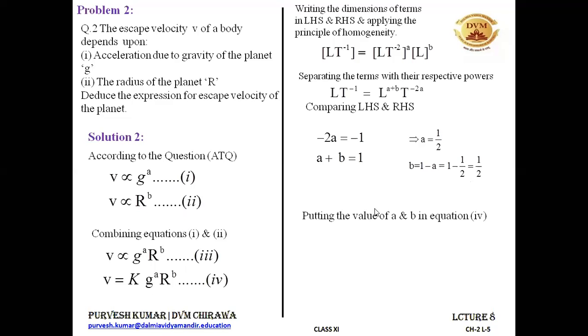Putting the values of a and b in equation number 4, you can write V is equal to K g to the power half, R to the power half. And when some quantity has power half, we can write it as a root. So the final expression is V is equal to K root of gR. So this is the required expression.